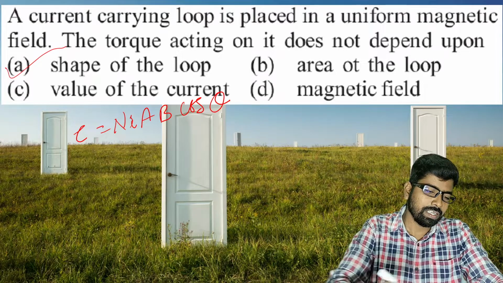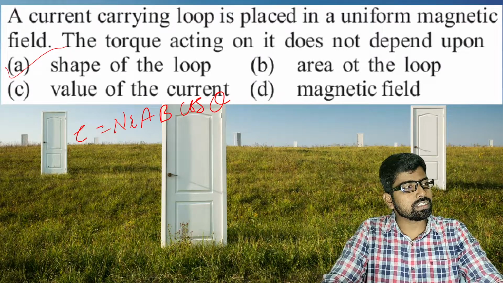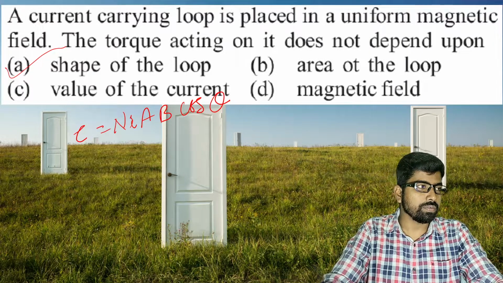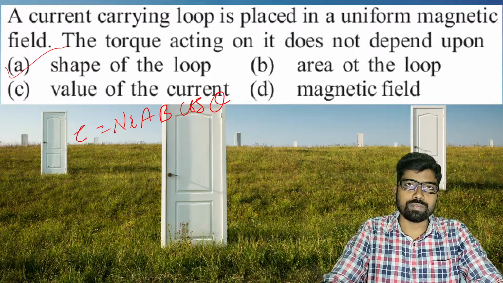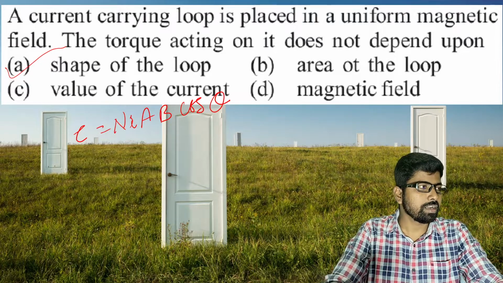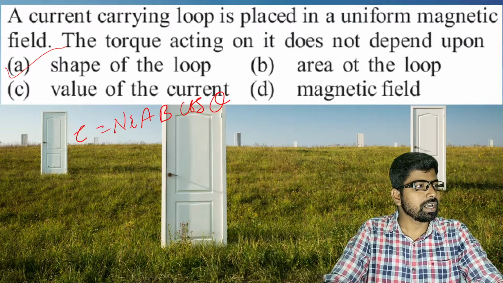Option A, the shape of the coil. It does not depend upon the geometrical shape of the coil. It depends upon the area of the loop, the value of the current, and the magnetic field. Finally, option A is the answer.